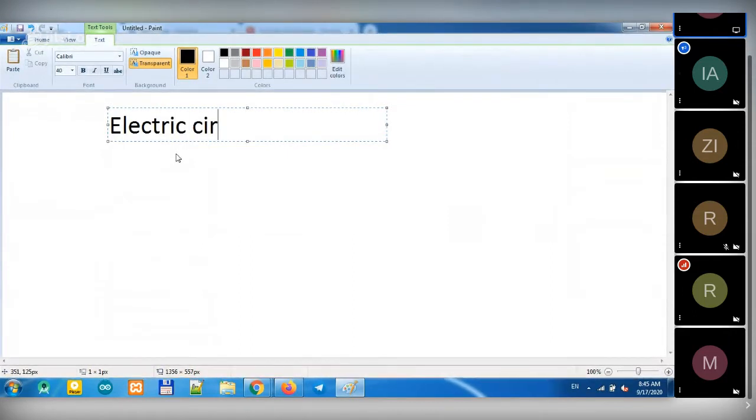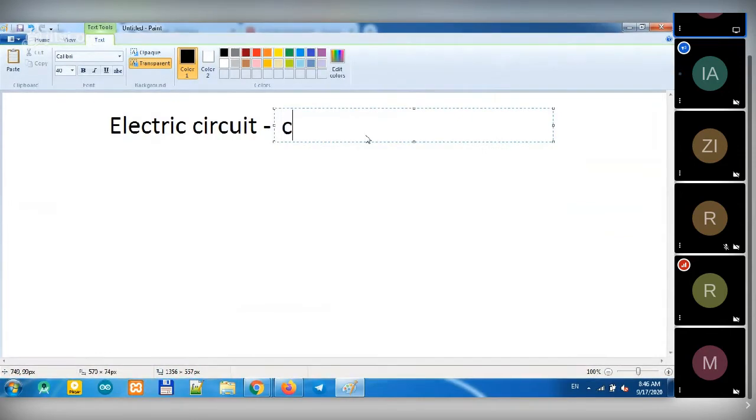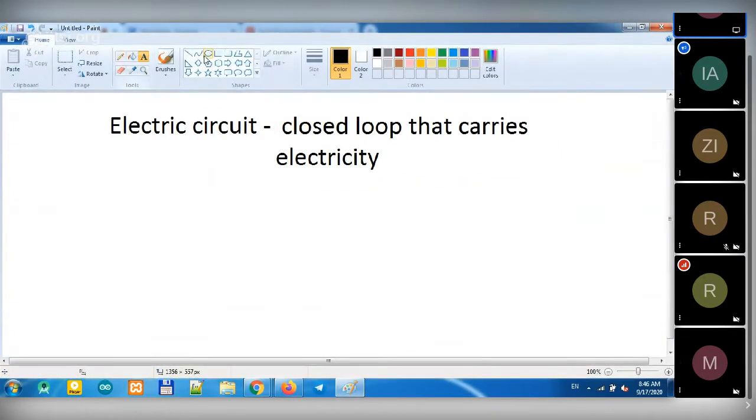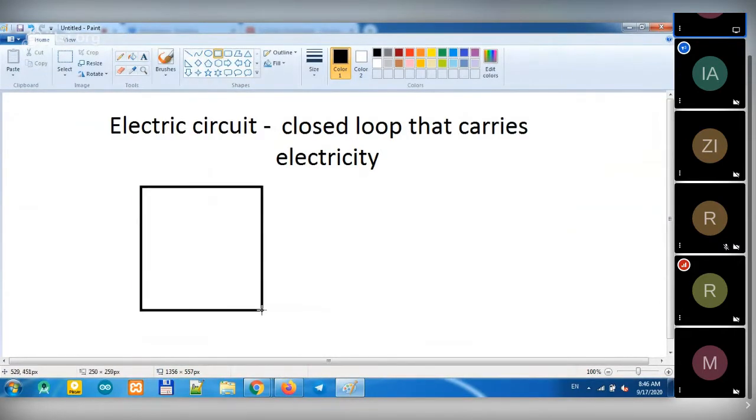Electric circuit, right? Okay, let's write the definition first. Electric circuit is a closed loop that carries electricity. Okay, what it means? Let's see. Let's draw one.